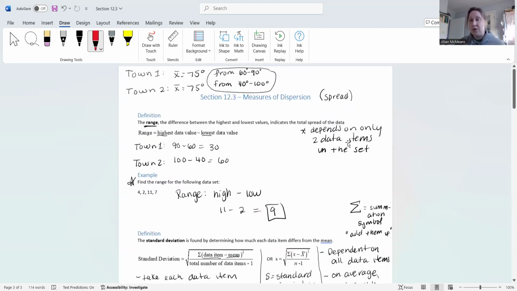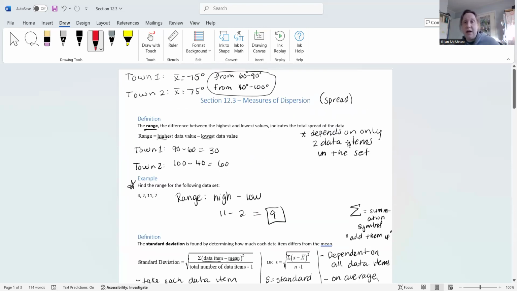Remember, the range is a very rough calculation. It only depends on 2 of your data items, but it does give you a very quick picture of what's going on. Standard deviation is much more involved. It does depend on all data items. It tells you on average how much each data item differs from the mean. It is not difficult to calculate. It is definitely tedious. I do encourage you to practice at least a couple of these by hand, and then certainly use your calculator to check your work.